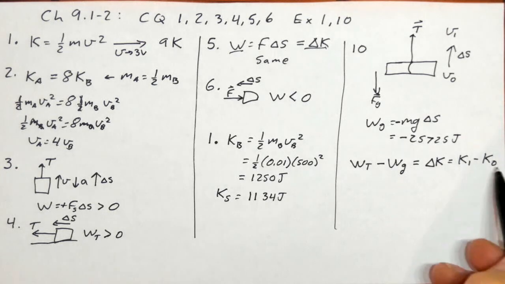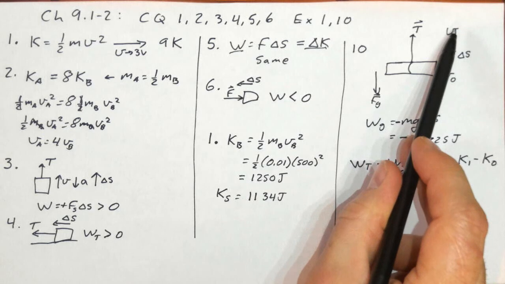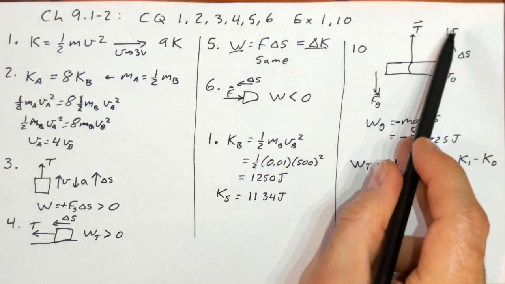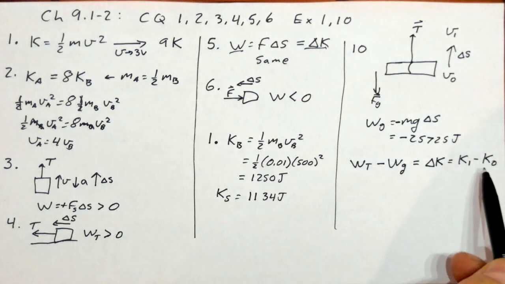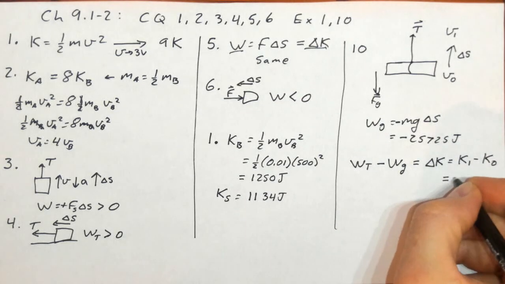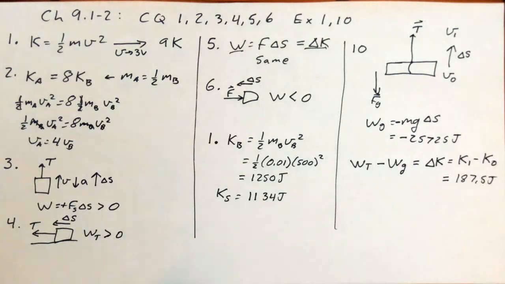Now we can calculate that. I know how fast it's going to start. I know how fast it's going to end. So I do 1/2 mv1 squared minus 1/2 mv0 squared. I can find that. If I do, that's going to be equal to 187.5 joules.